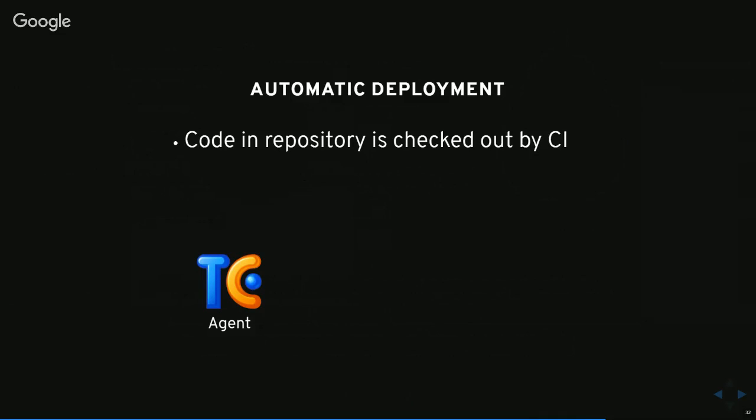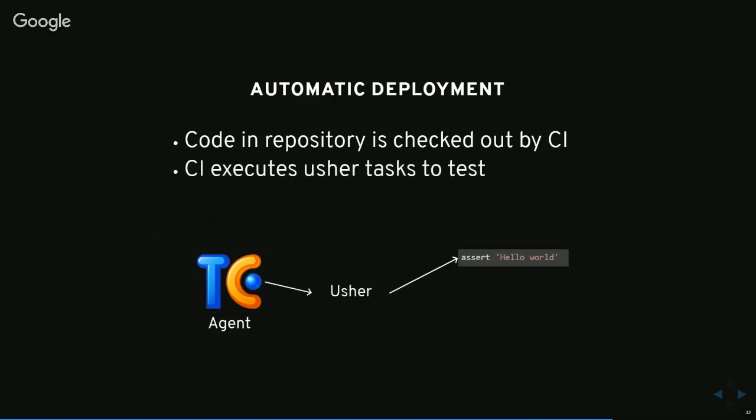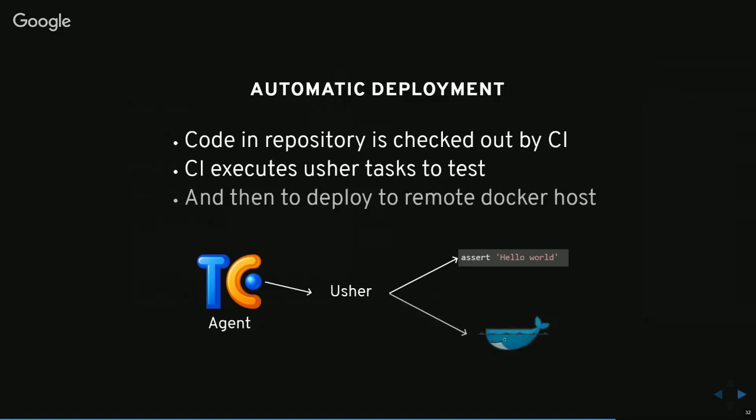The code in the repository is checked out by the CI after it's published to GitHub. The CI then uses Usher itself to execute test tasks, which might include your unit tests, then your acceptance tests, and then smoke tests, and it's up to the project how they've set up their pipeline. And once everything's fine, it goes further to deploy to the actual Docker host, using Usher again. So TeamCity literally just works through Usher.